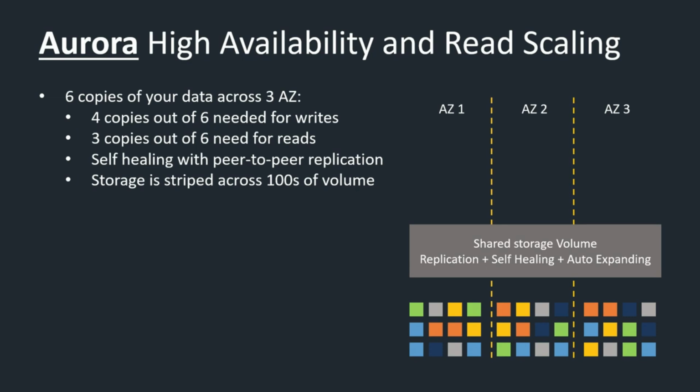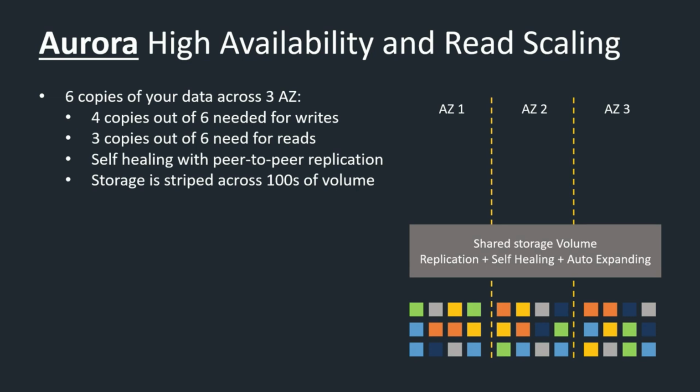If you look at it from a diagram perspective, you have 3 AZ and you have a shared storage volume, but it's a logical volume, and it does replication, self-healing and auto expanding, which has a lot of features. So if you were to write some data, maybe blue data, you will see the 6 copies of it in 3 different AZ. Then if you write some orange data, again 6 copies in different AZ, and as you write more and more data, it's again going to make 6 copies of it in 3 different AZ. The cool thing is that it's on different volumes, it's striped, and it works really well.